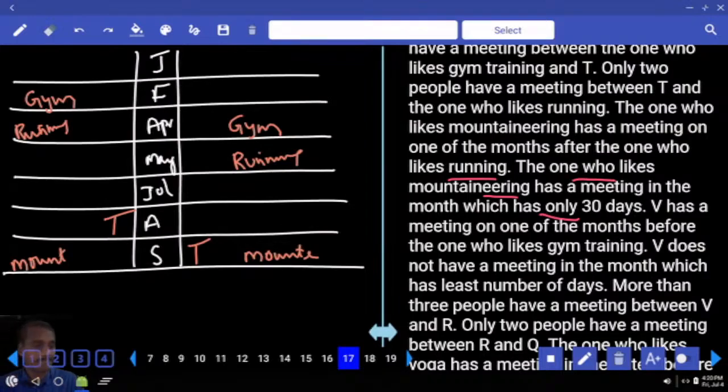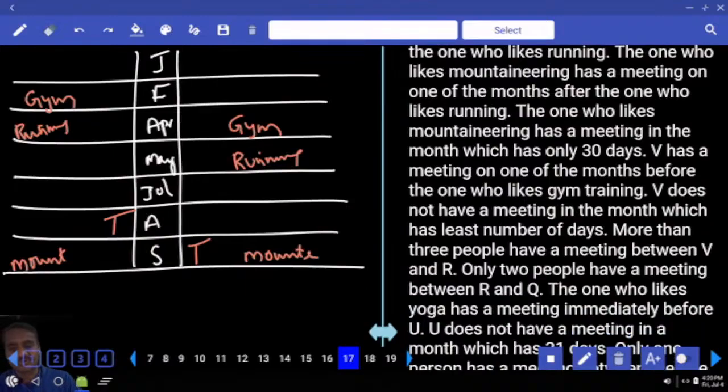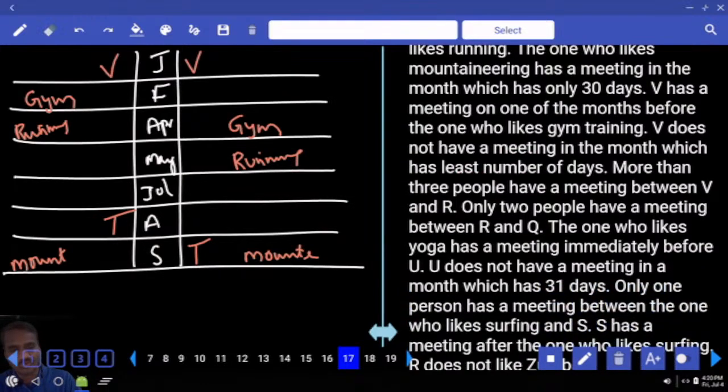And next one, V has a meeting in one of the months before gym. But V does not have a meeting in the month which has the least number of days. Least number of days, so V must be in the month of January. In both the cases, V is January. More than 3 people have meetings between V and R. Between V and R, more than 3. More than 3 means greater than or equal to 4.